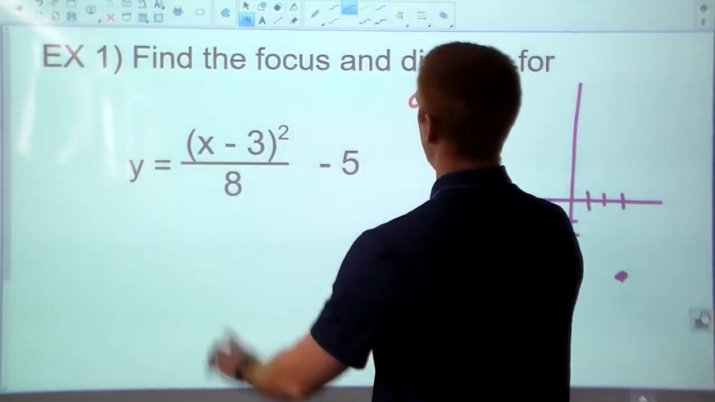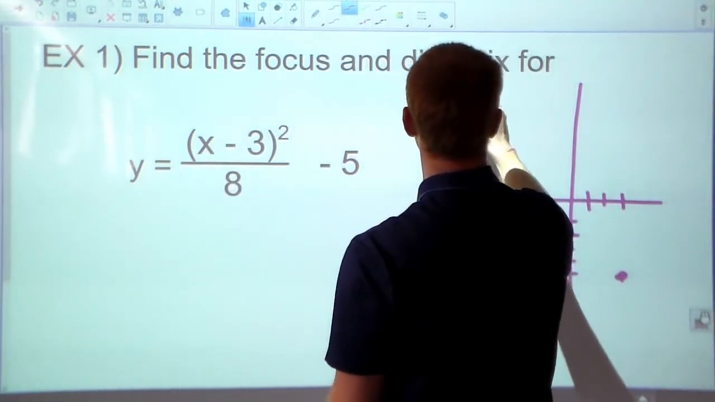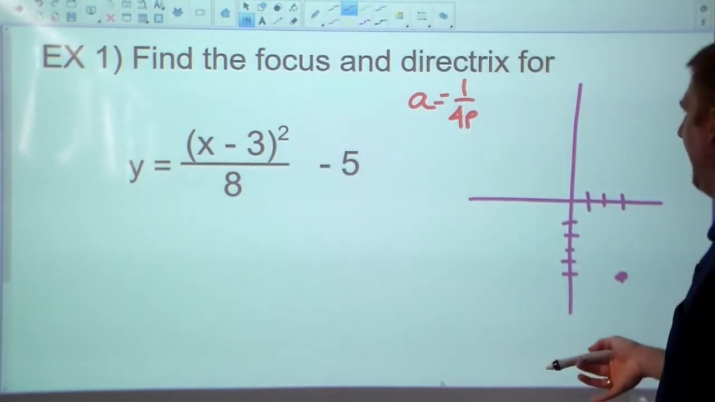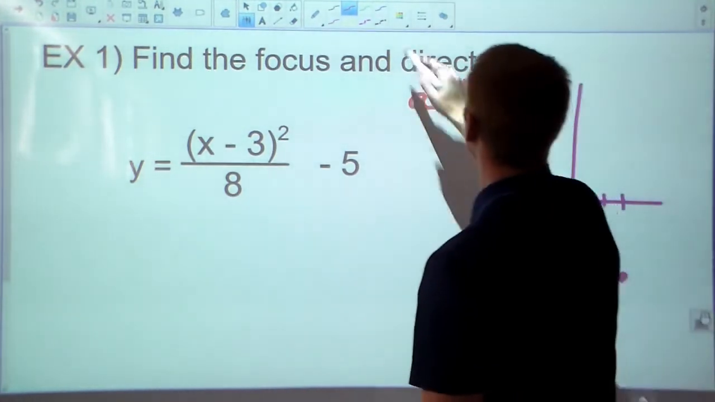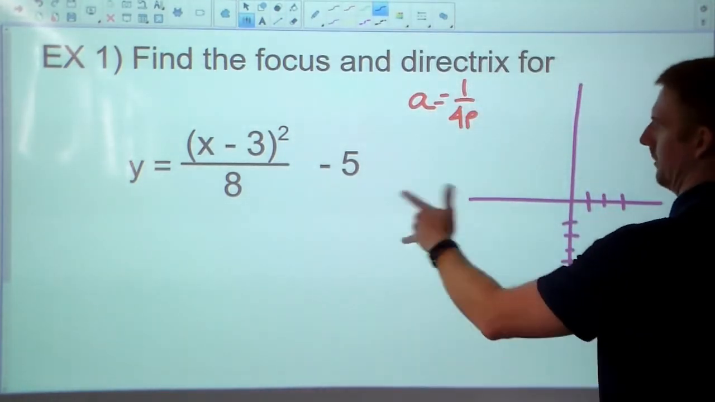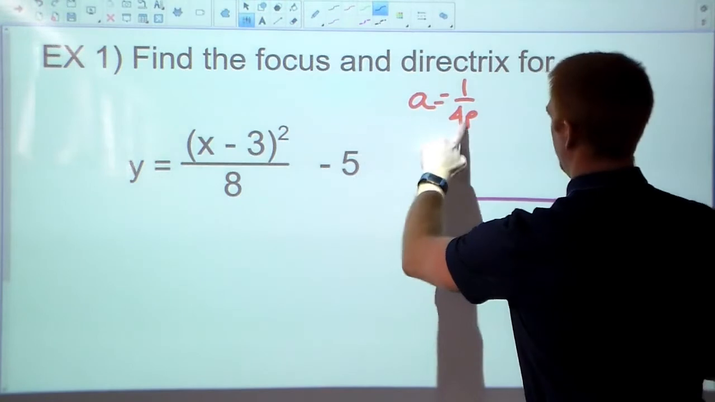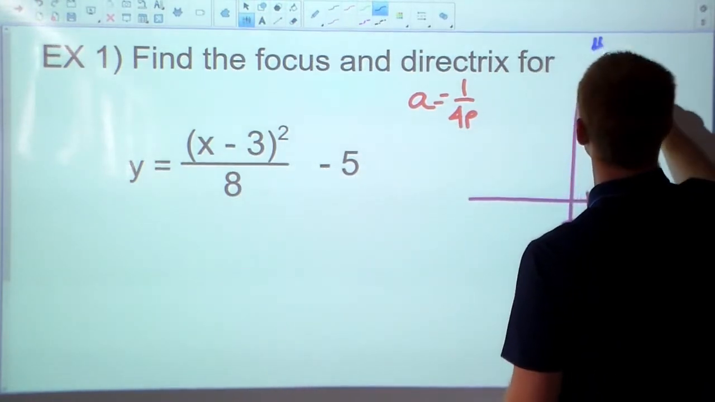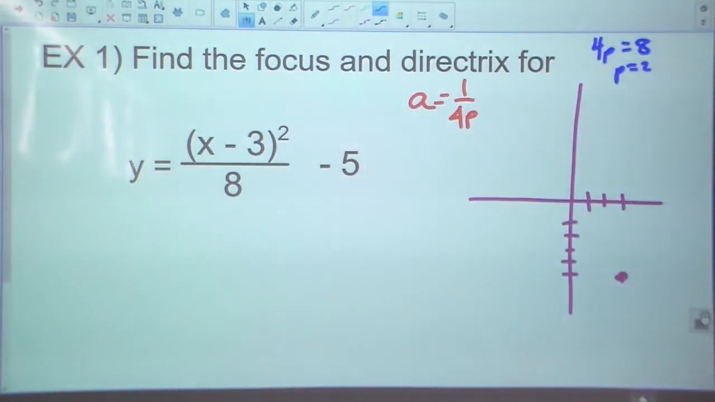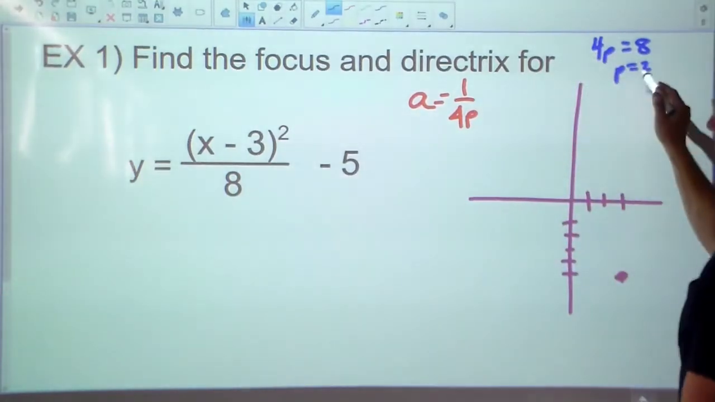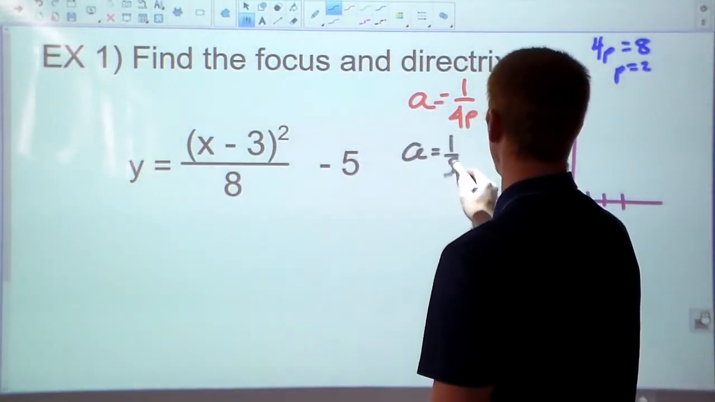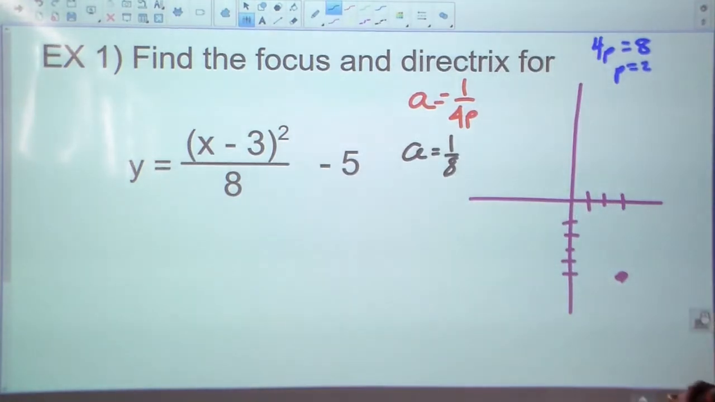Let's find that a value. So a is going to be 1 over this number. So 4p is 8 in this case. And I don't want to make this too crazy. Usually most students are okay to just think about it this way. If I want 4p to be 8, then p would have to be 2. You probably don't need much algebra to see that. But p equals 2, that's going to be handy when we find the focus and directrix. But really for now, a is just going to be 1 over 8.